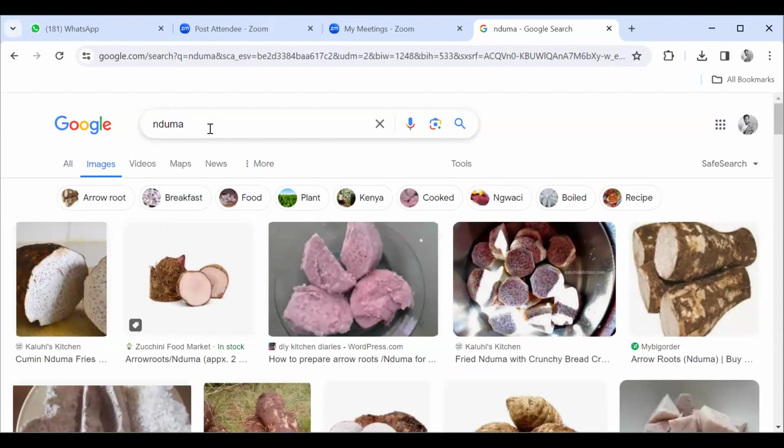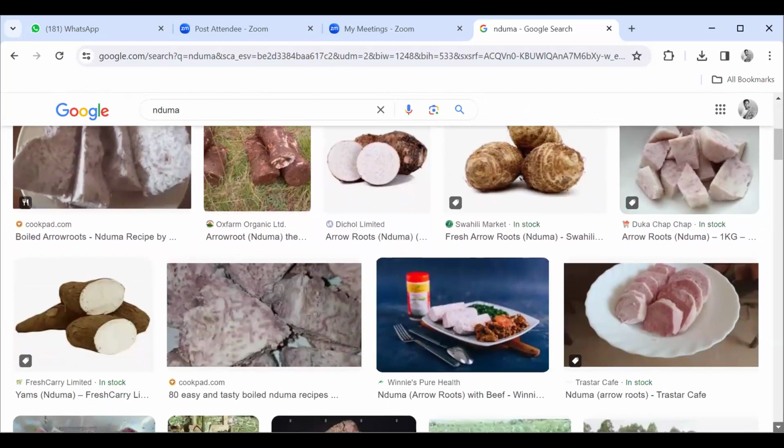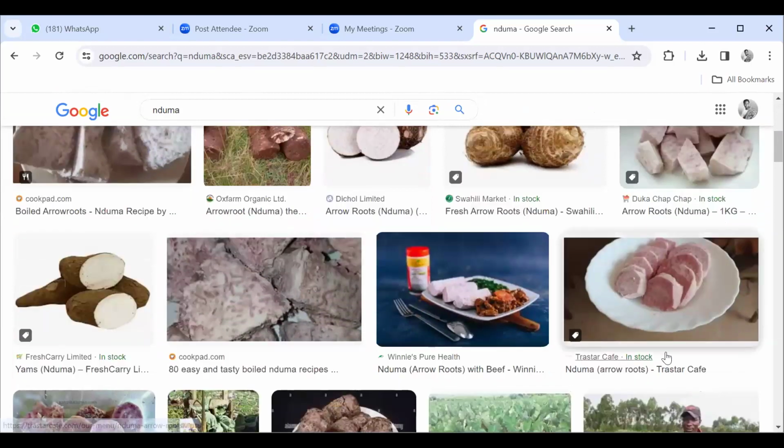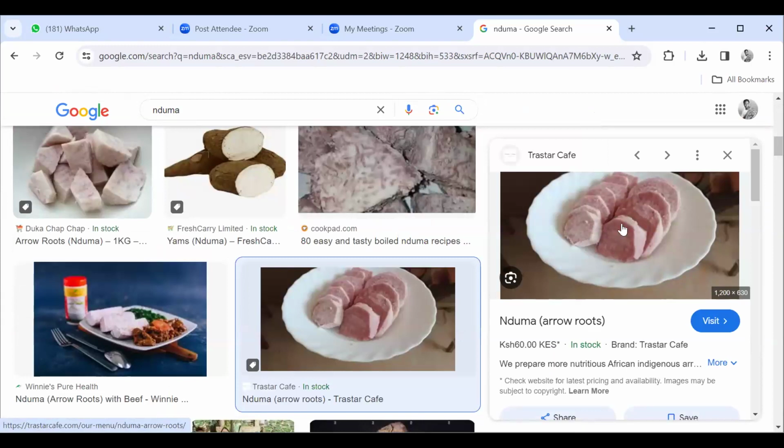They are called nduma. But they are cocoyam, aren't they? They're not cocoyam. Arrowroots are slightly different, I think. This is arrowroots. I've eaten it. It's a bit like cocoyam.